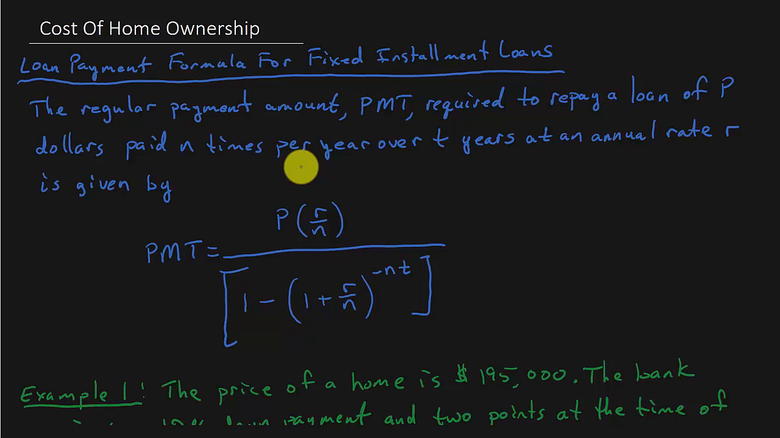You could make, I guess, weekly payments or yearly payments, but typically it's monthly payments. In that case, N would be 12 because you're making 12 payments a year. T is the number of years, and P is how much you're going to borrow. And this is your formula: P times R over N, all divided by 1 minus, in parentheses, 1 plus R over N raised to the negative NT. All right, so let's go ahead and look at an example.